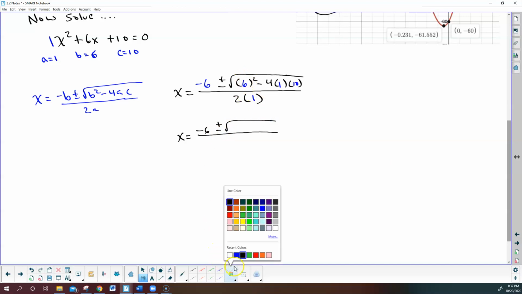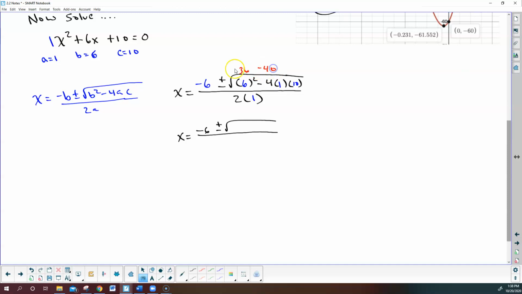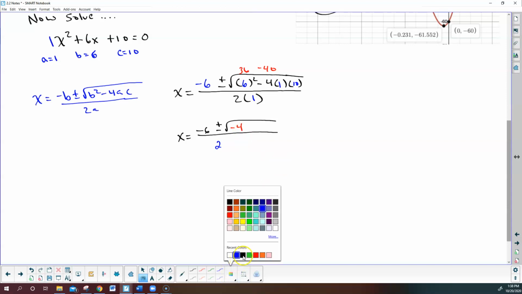And I know that this piece right here is 36. And then 4 times 10, so this is really 36 minus 40, which is negative 4. That's called the discriminant, if you remember that. And that tells us if our answers are real or imaginary. Since it's a negative square root, we know for sure we're going to get imaginary numbers.